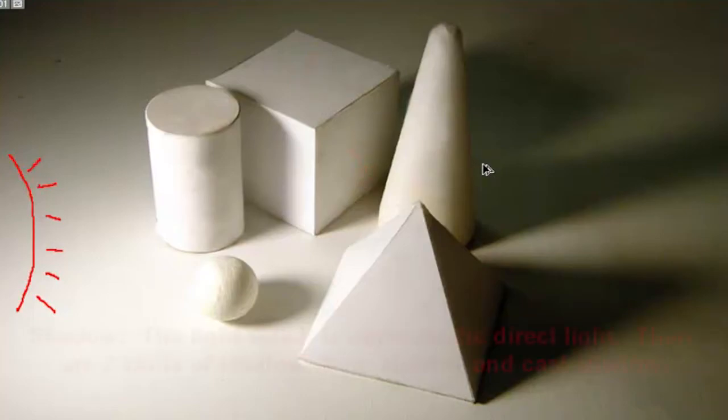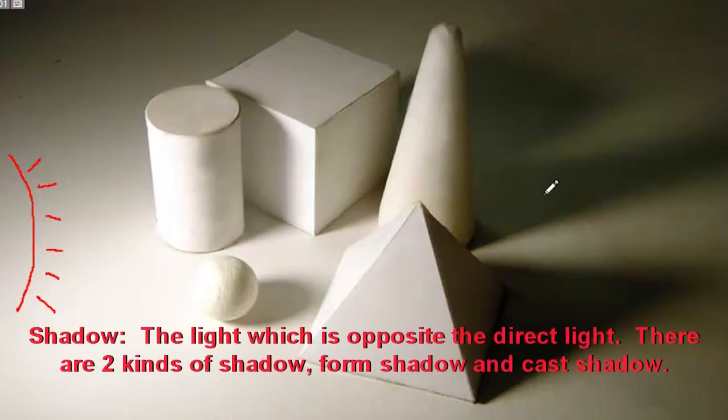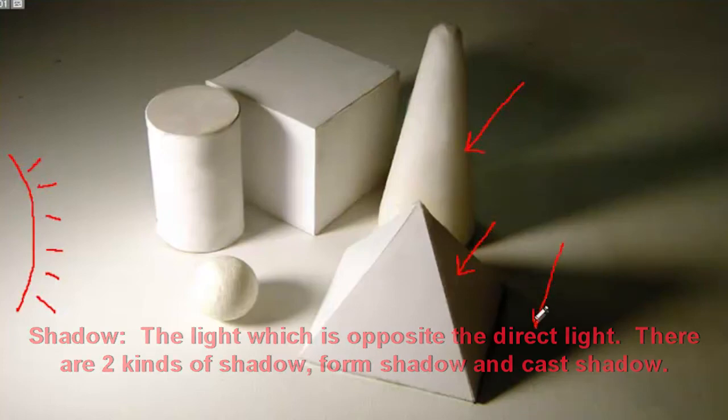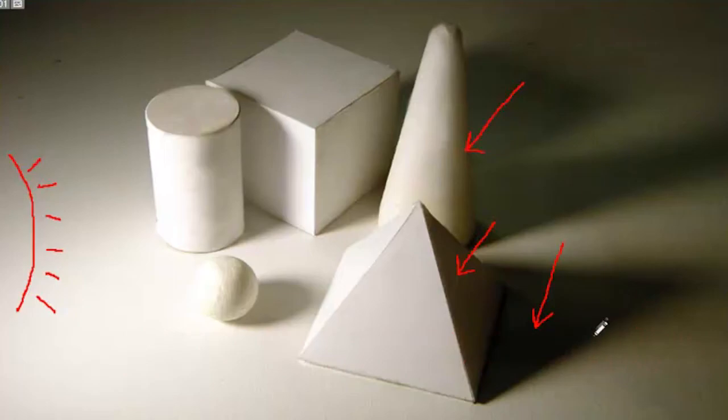Third kind of light is shadow. This is the light which is opposite the direct light. There are 2 kinds of shadow, form shadow and cast shadow. Here's form shadow, and here's cast shadow. Notice at the base of the pyramid how the shadow gets softer and higher in value as it moves away from the base of the pyramid. Notice that the form shadow is a bit lighter than the cast shadow, and that's almost always true.